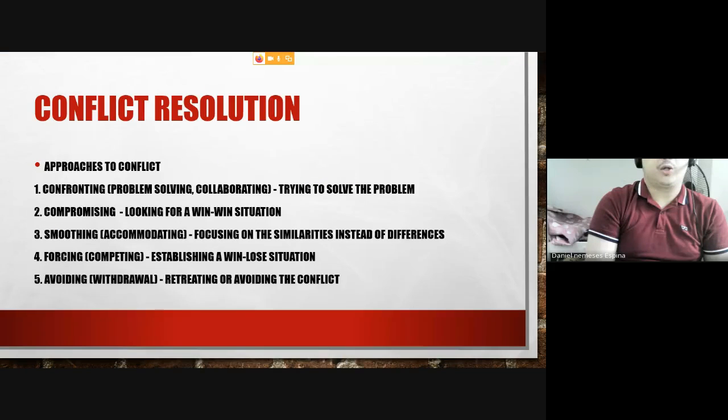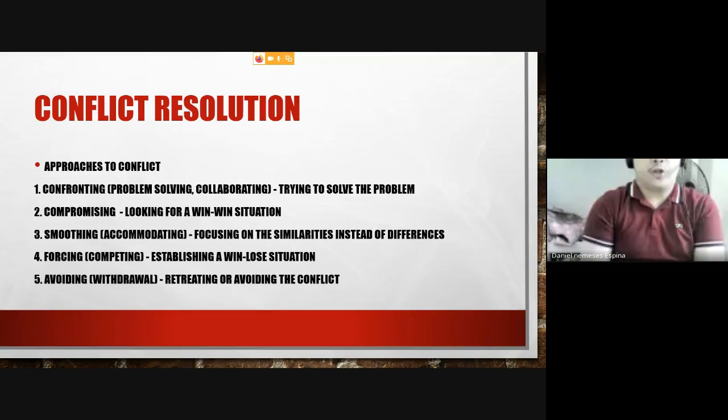So the first approach is confrontation. You're trying to solve the problem. The project manager acts as a judge. Siya ang magkuan kung kinsay tama sa ila or mali. You are going to talk to those parties nga naay conflict, then you try to solve the problem.